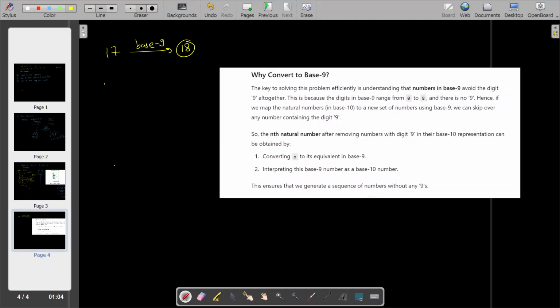So this way we can convert from 1 to 17 in base 9, if we remove 9.